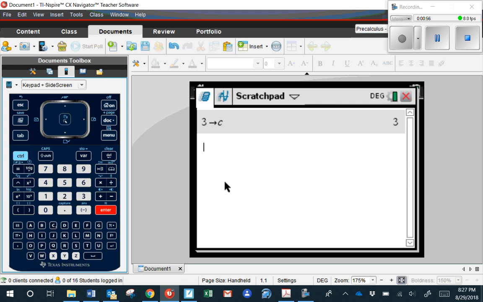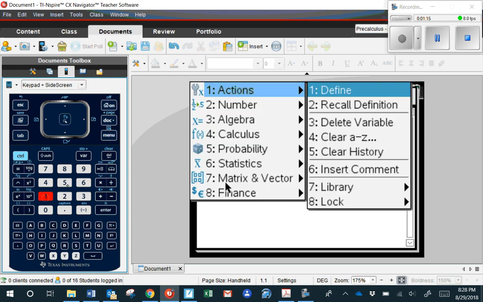Now, every time that I type the letter C after that and press enter, 3 will result. If I type 5 times C, 5 times 3 will result. This is going to be very handy as we do other calculations.